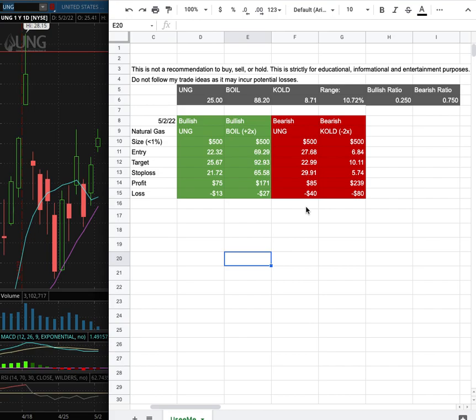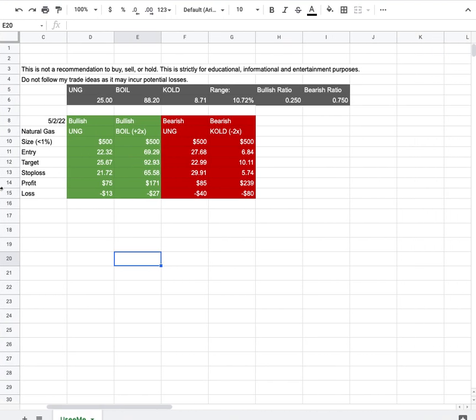However, if I were to open a short position, my entry is at $27.68, and that is this range here. My sell target is at $22.99, and my stop loss is at $29.91. So whichever entry price were to hit first, that'll be my position of the week.